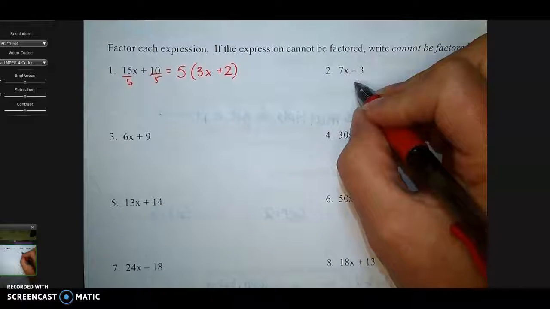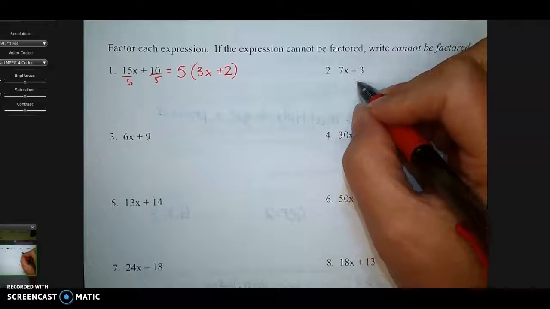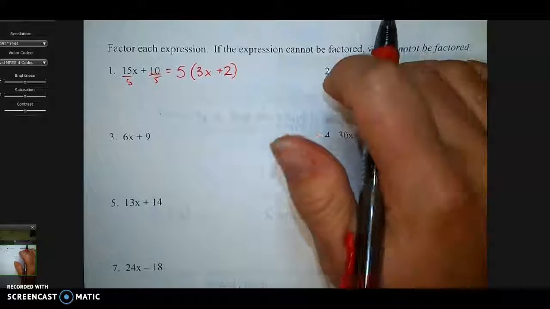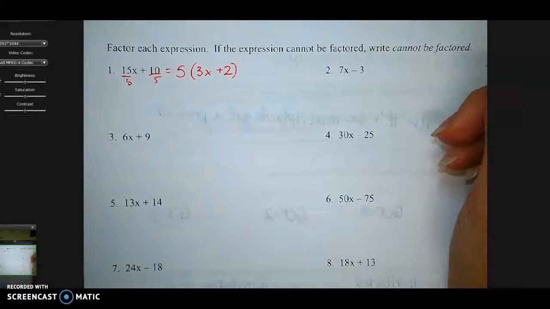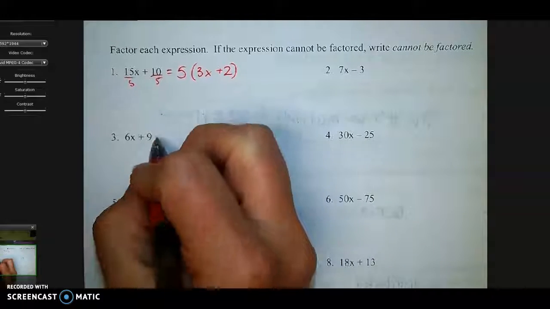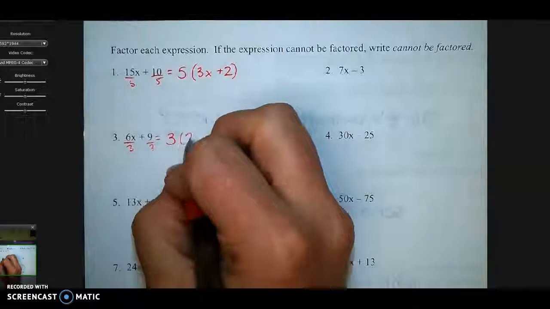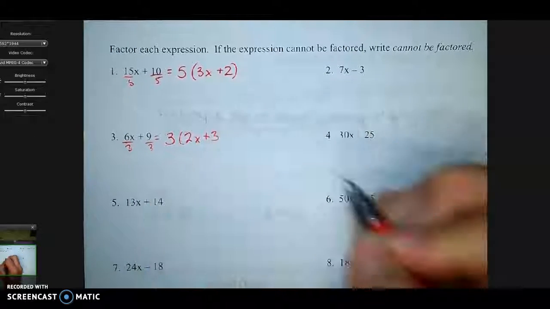When I run into something like 7x minus 3, when I was doing this greatest common factors, that would have been a 1. Well, if all I can factor out is a 1, I can't do anything. So this is all you can do. You cannot factor anything out of there. Down here, my greatest common factor is 3. So I get 2x plus 3.